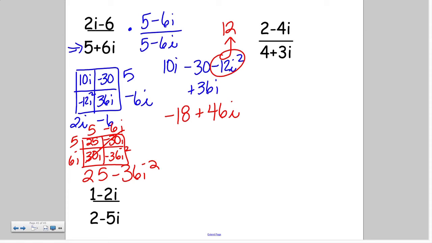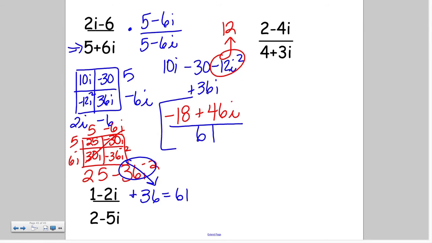i squared means change my sign, so that's going to become a positive 36. Now I can simplify 25 minus 36, I'm sorry, plus 36. That's going to give me 61 on the bottom, because it becomes positive. So I've got negative 18 plus 46i on top over 61. And I'm going to leave it just like that.